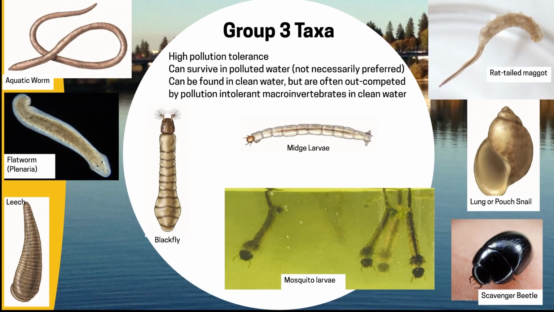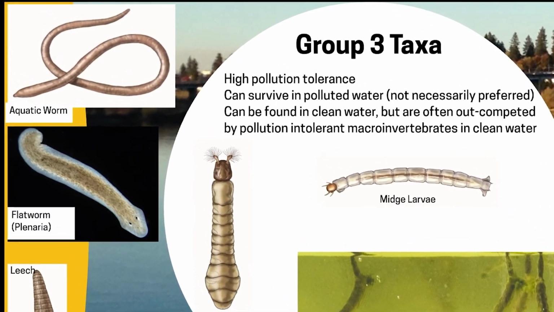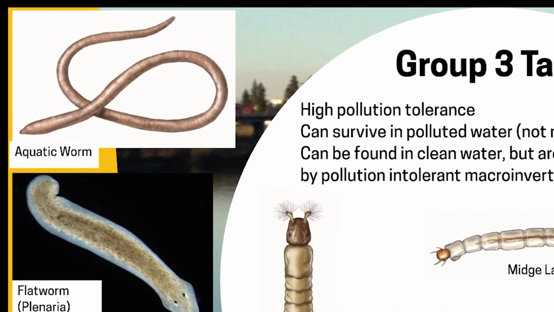Finally, pollution-tolerant macroinvertebrates can live almost anywhere. These organisms can tolerate low dissolved oxygen and high levels of various pollutants. You can and will find pollution-tolerant organisms in clean water. It's not like these critters like pollution. It's just that they can tolerate any level of pollution. In clean water, however, pollution-intolerant macroinvertebrates typically outcompete most of the pollution-tolerant macros.